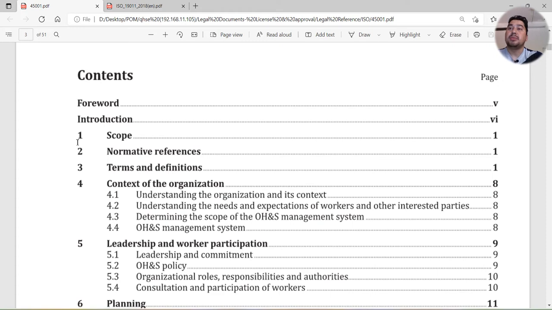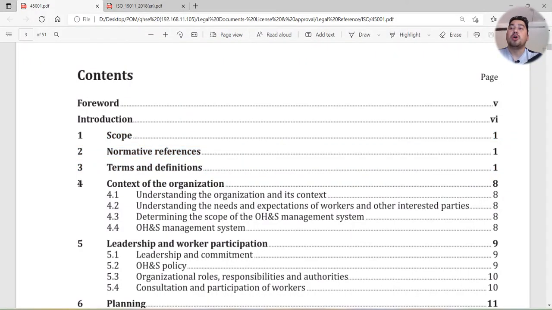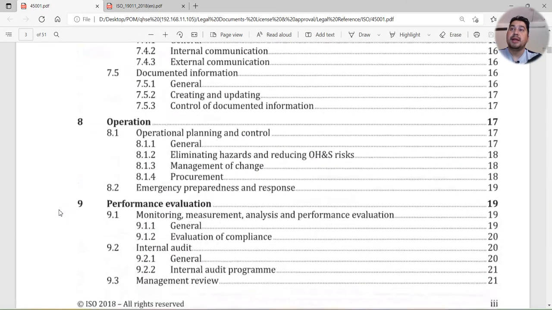So these clause number 1, 2, 3 are not audited clauses. They will not audit you for these 3 clauses. These 3 clauses, scope 1, 2, and 3, you will use only for your reference purpose, for the definition, scope, normative reference, terms and definitions. If a third party is coming for the audit, they will audit you from clause number 4, context of the organization, from 4 till 10.